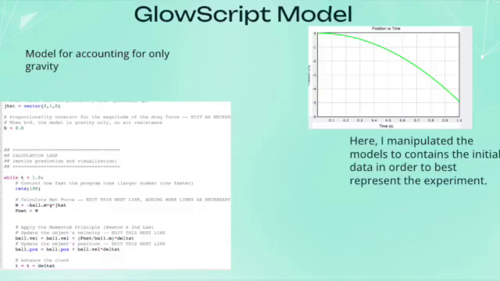So in this first GlowScript model, this is the model that only accounts for the gravity, not the drag force. I manipulated the model to contain the initial data set in order to best represent the experiment. I also changed the formula to the negative ball mass times the gravity, 9.8 meters per second squared, times j hat to fix our formulas, and then I took the drag force and kept it as 0 to make sure that it wasn't accounted for in this model.